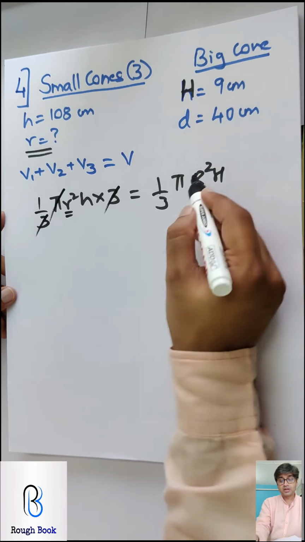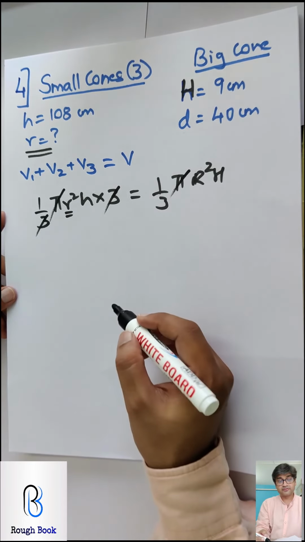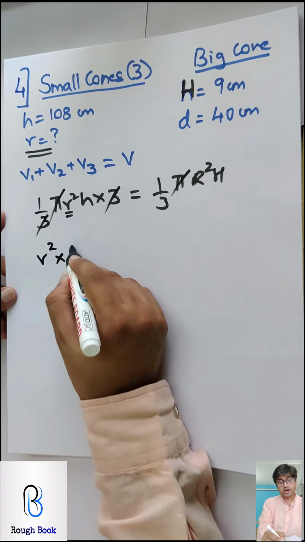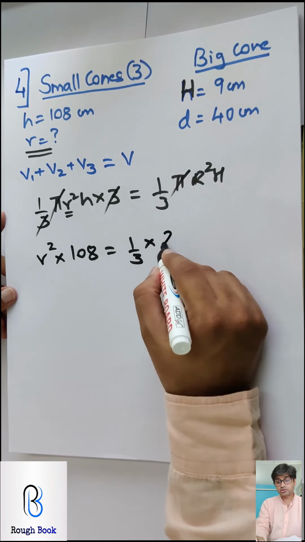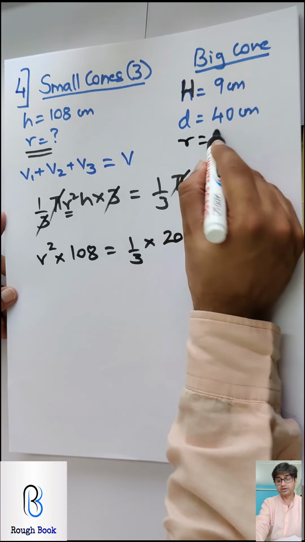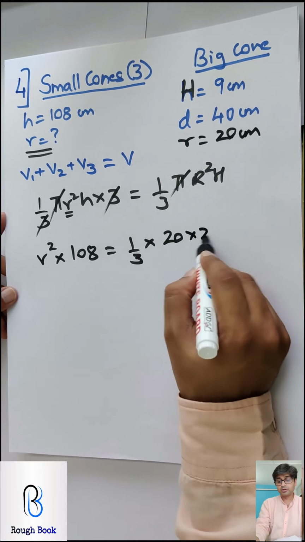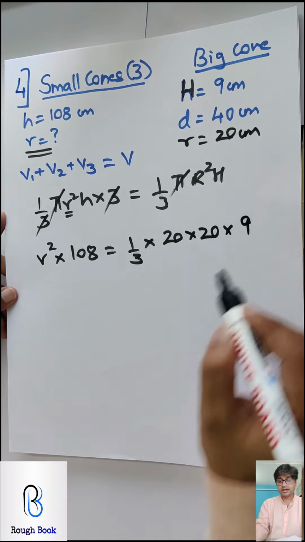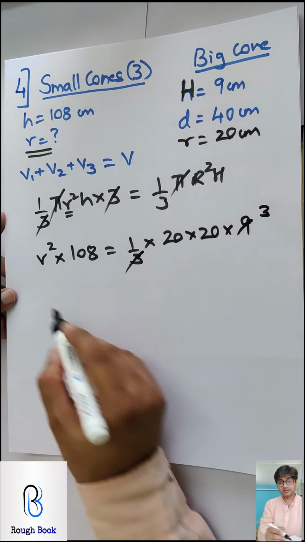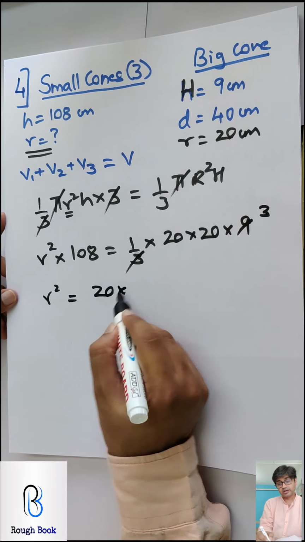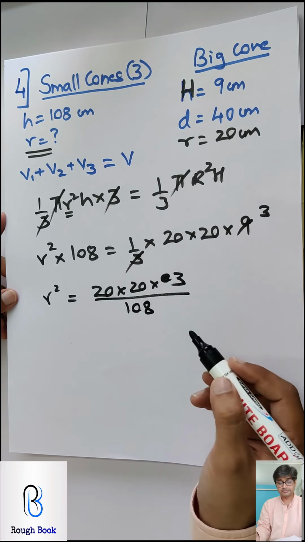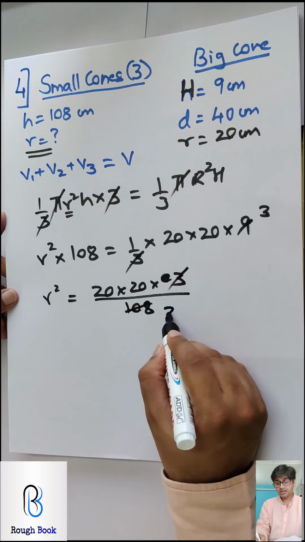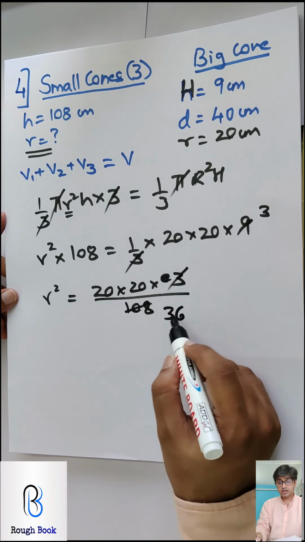3 gets cancelled, pi gets cancelled. What is left over here is r square into height, which is 108 times 1/3. R square here is 20. See, diameter is 40, so radius will be 20 into 20, and the height is 9. So r square is 20 into 20 into 3 upon 108.